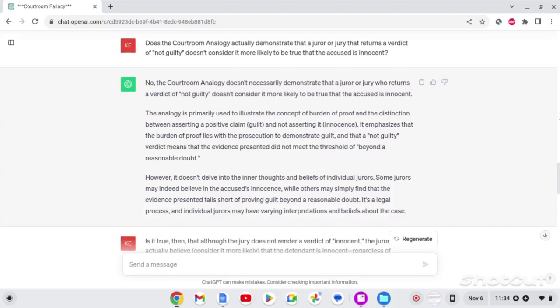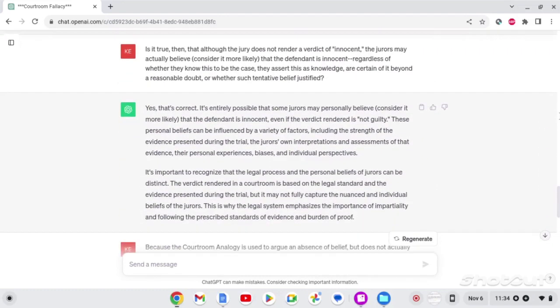However, it doesn't delve into the inner thoughts and beliefs of individual jurors. Some jurors may indeed believe in the accused's innocence, while others may simply find that the evidence presented falls short of proving guilt beyond a reasonable doubt. It's a legal process, and the individual jurors may have varying interpretations and beliefs about the case. I ask, is it true then that although the jury does not render a verdict of innocent, the jurors may actually believe, consider it more likely, that the defendant is innocent? Regardless of whether they know this to be the case, assert this as knowledge, are certain of it beyond a reasonable doubt, or whether such tentative belief is justified.